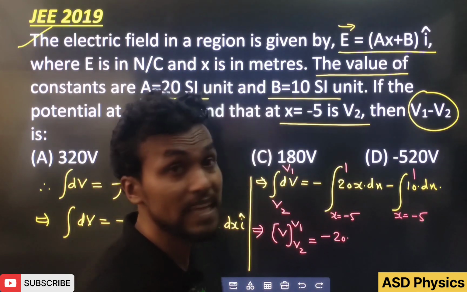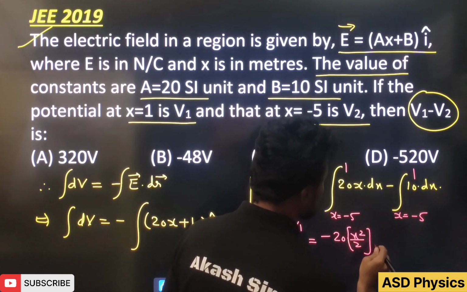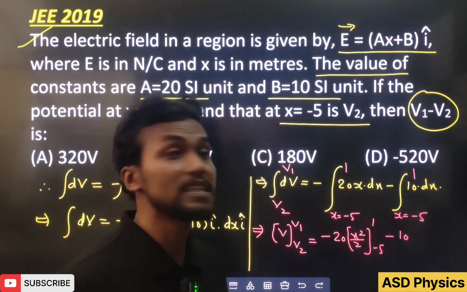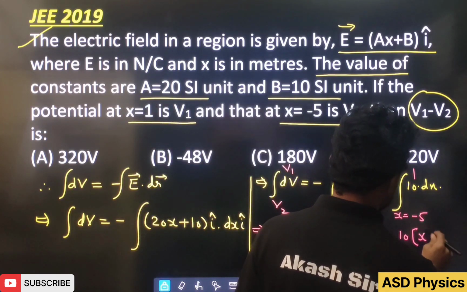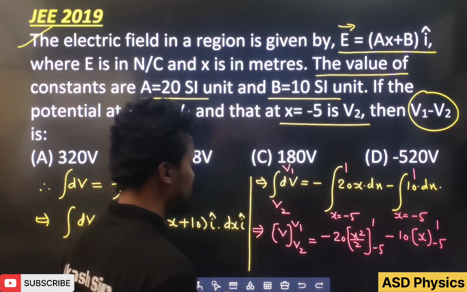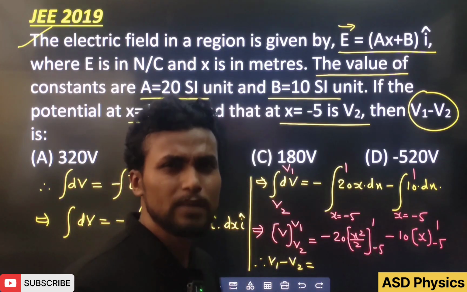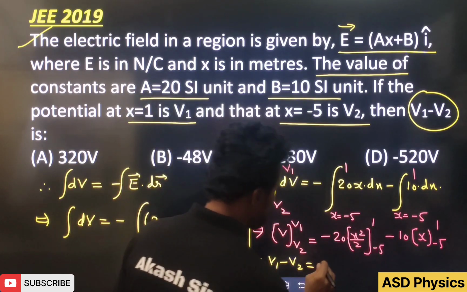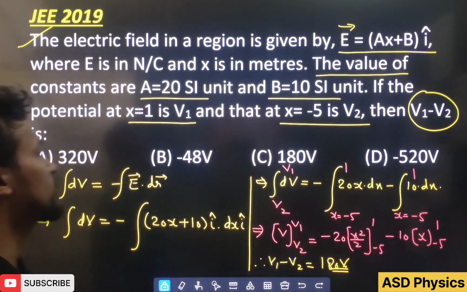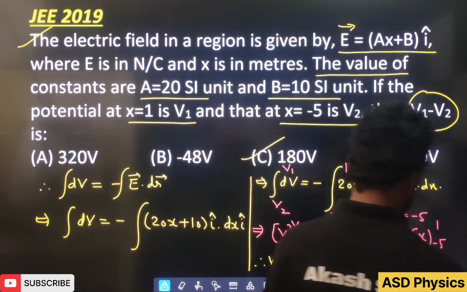Integration of x dx means x square by 2, and put the limits, minus 5 to 1, minus 10. Integration of dx means x, again from minus 5 to 1. So this is V1 minus V2. When you put the upper limit and lower limit and solve, it will come very easily, 180 volt. Very basic thing, just put the values and you will get the answer: 180 volt. Very easily we have solved this question.